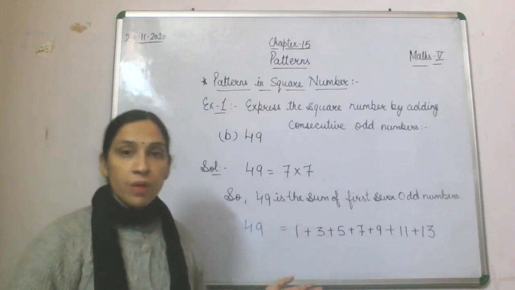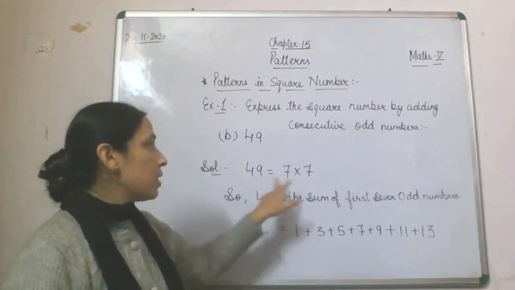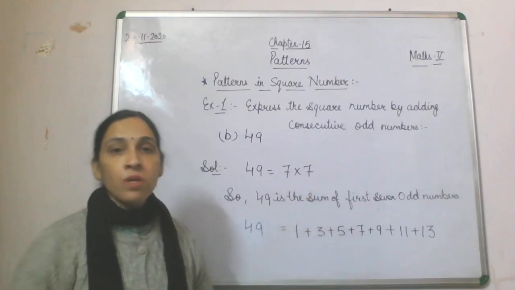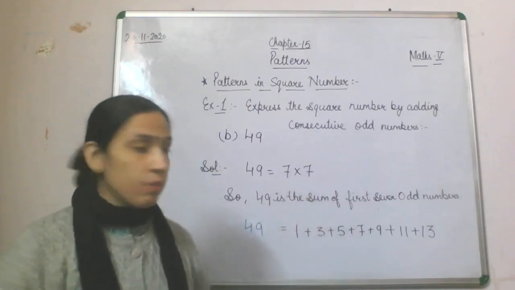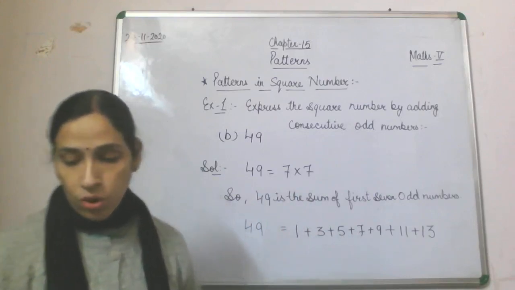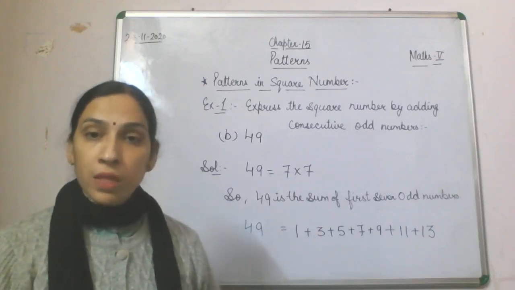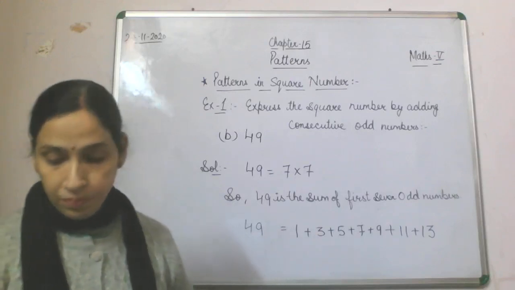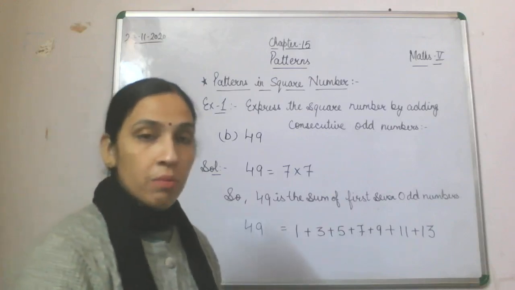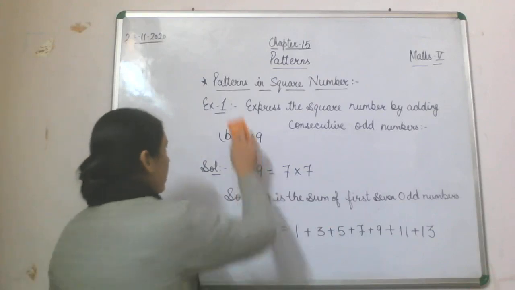Instead of 49, if we have 36, then what are you going to do? 36 is the square number of 6. So here 36 is the sum of the first 6 odd numbers. So what will we write here? 36 is equal to the sum of the first 6 odd numbers. Now, if you have been given, without doing actual addition, find the sum of the first few odd numbers, what are we supposed to do in that question? Let's see that in example 2.